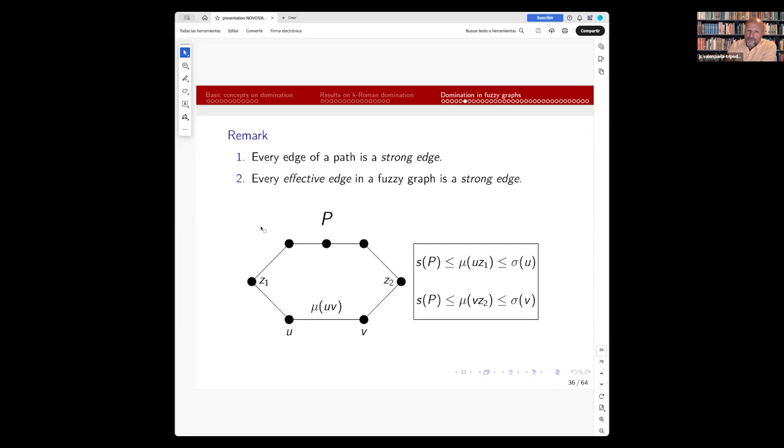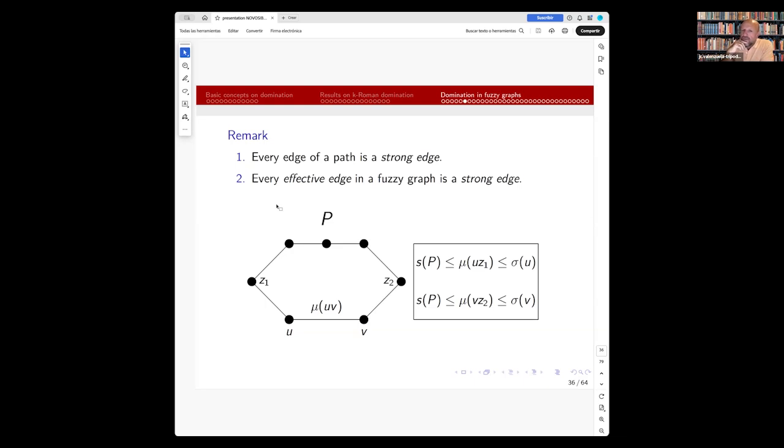This concept of a strong edge will play a central role in this paper. First of all, every edge in a path is a strong edge, because, as I said before, an edge is a strong edge if there is no other path joining the final vertices that is stronger. But in the case of a path, there is no such path, so every edge is a strong edge. And second, every effective edge is a strong edge.